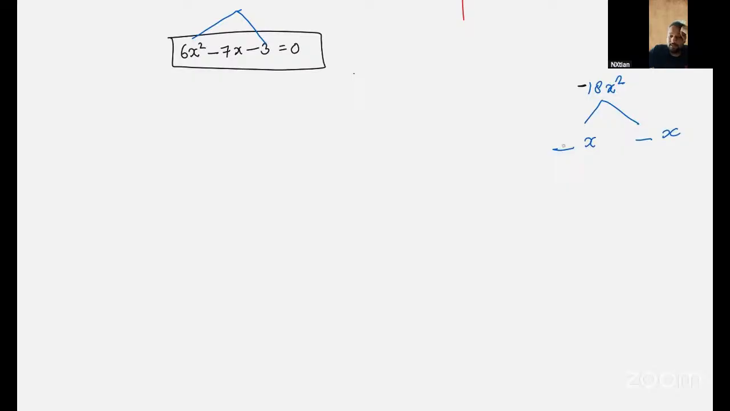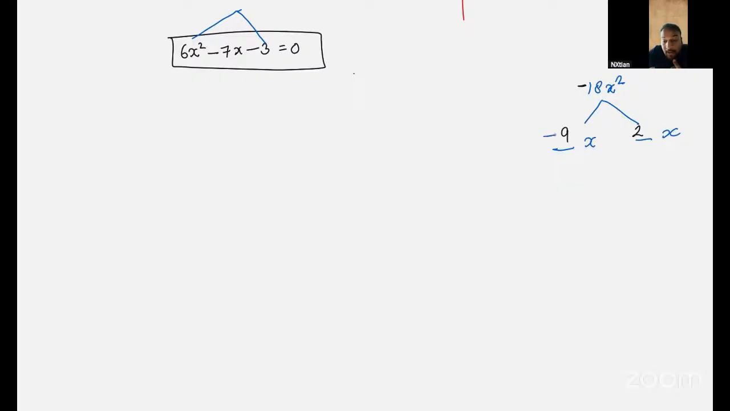Like if I write 9x and 2x, so 9 times 2 is 18. But when you multiply it, you will get +18. You need -18. So -9x and +2x, so you will get -18.